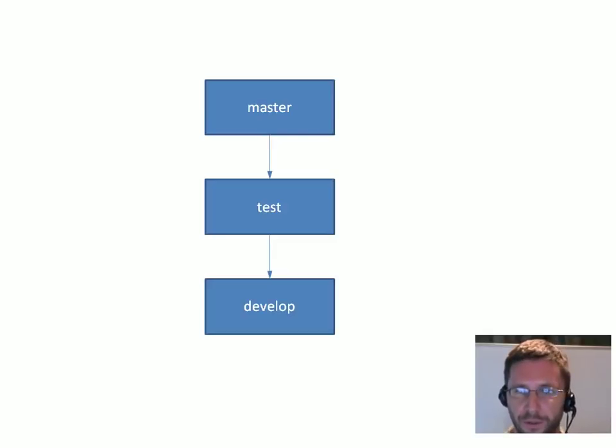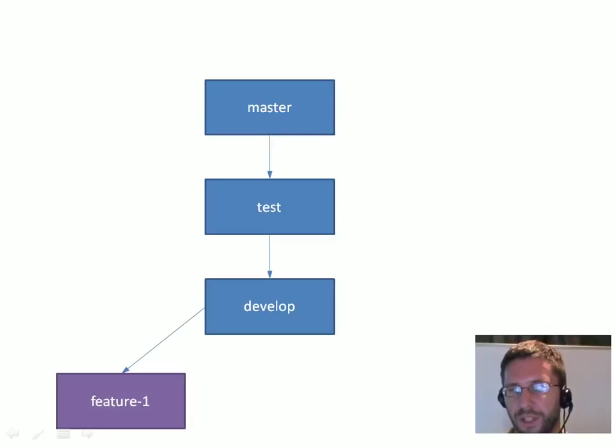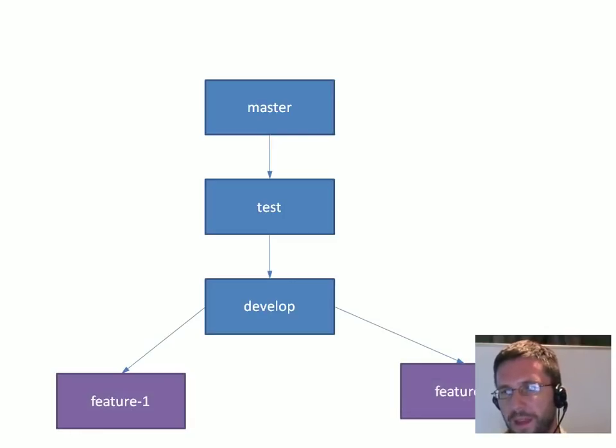During development, you may want one or more feature branches for the developers doing concurrent development, and these would be branched off of develop. For example, you have feature 1 and feature 2, and these could be separate, just individual developers working on their own work. And so it could be Bob's branch or Frank's branch.